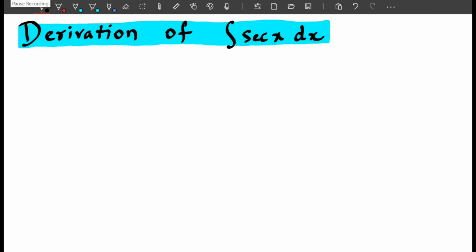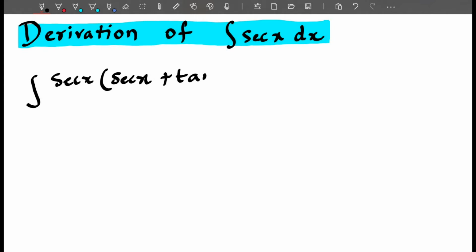Derivation of integration of secant x dx. Okay, so in this integration, say we need to multiply and divide by secant x plus tan x. So here we are multiplying and dividing with secant x plus tan x.